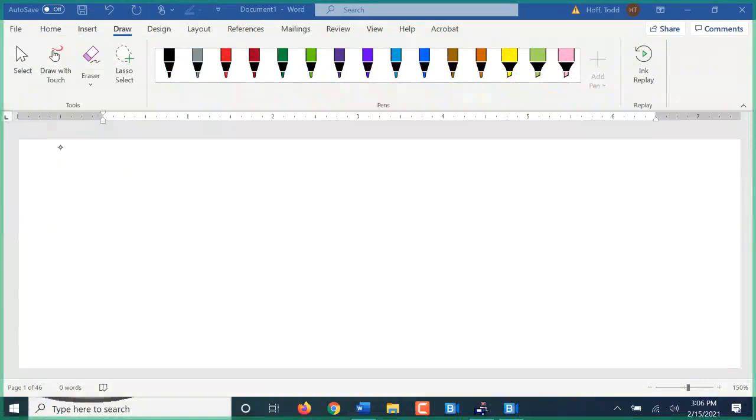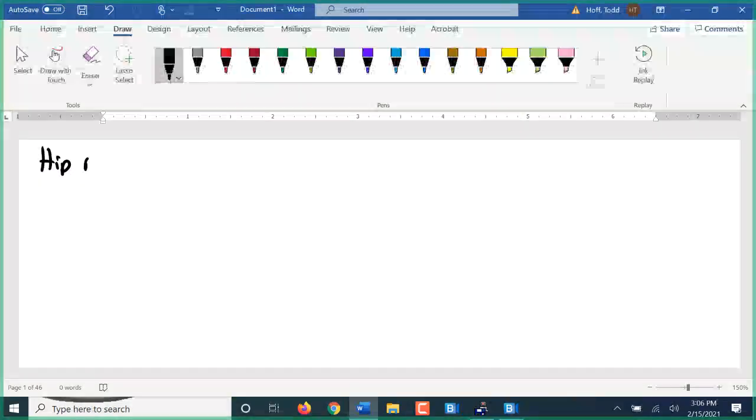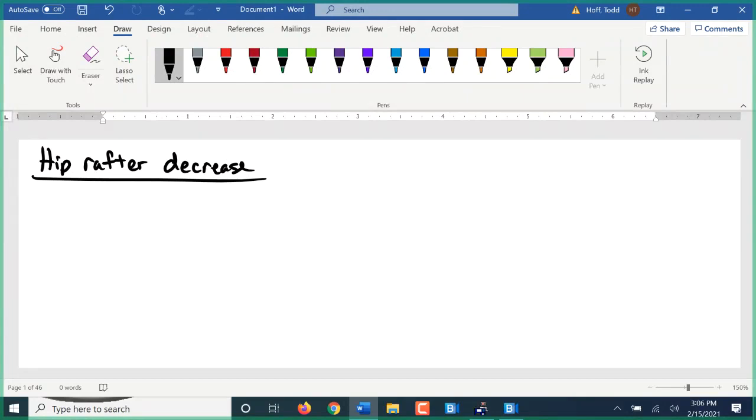So, we want to review hip rafter decrease calculations. I realize this quiz steps back a little bit, but let's start out with that. And I'm only going to do the more difficult cases here.